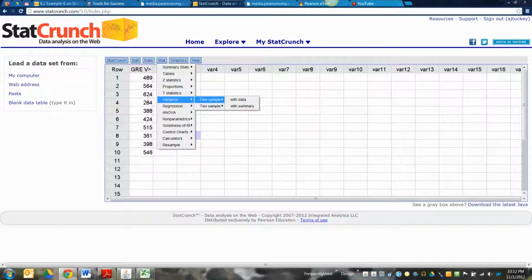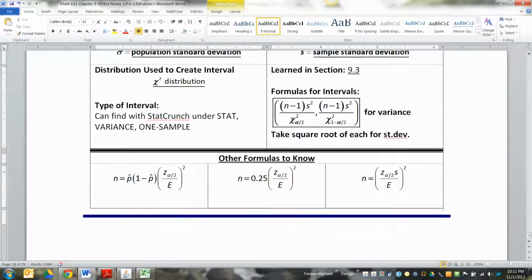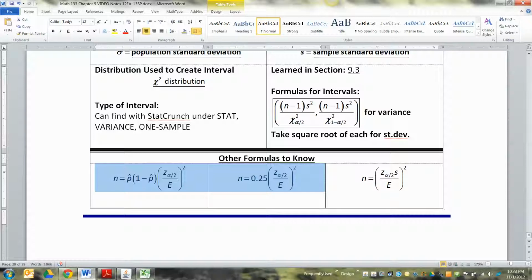All right, now there are a couple other formulas you should keep in mind. We learned these three. These first two were from section 9.1. Those are sample size when you have a prior estimate of the proportion and when you do not. That's the middle one. And then over here is sample size when you're trying to estimate a mean.